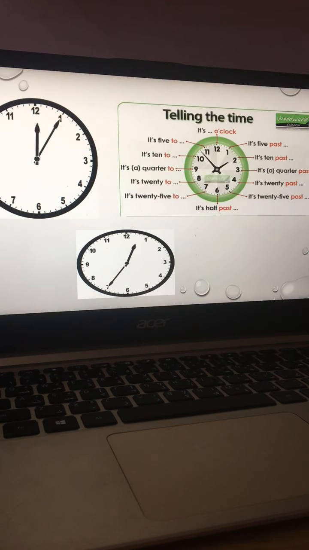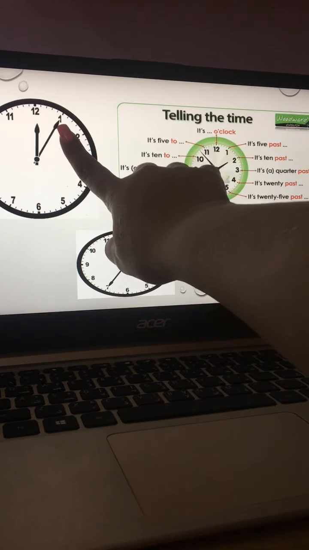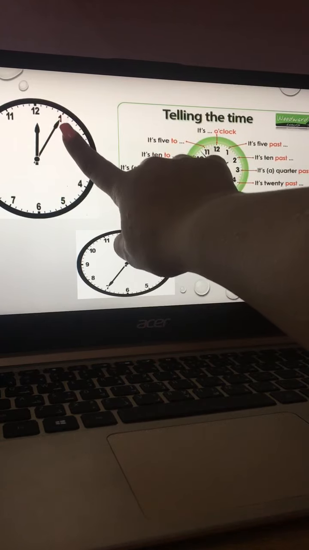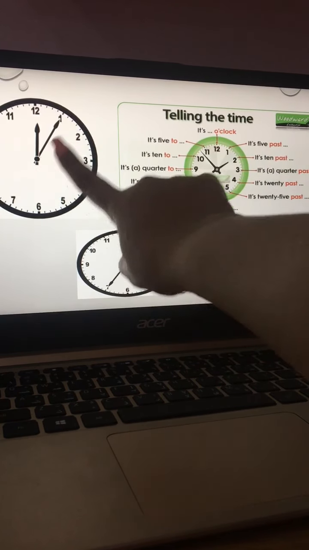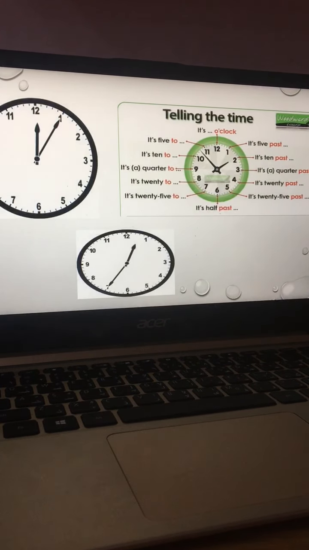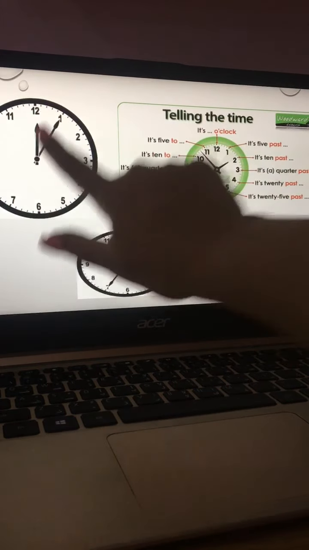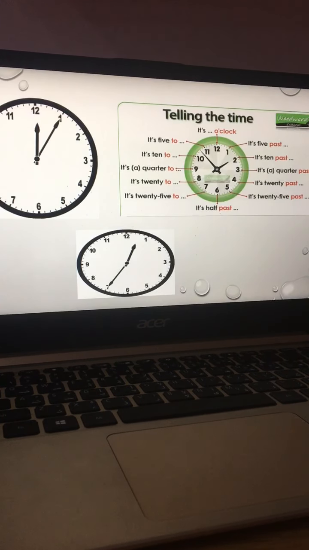So if we look at the minute hand, where does it point to? It points to 1. And what does it mean when it points to 1? It means that 5 minutes have passed, okay? So if we want to tell time now, how do we say the time? We say that it's 5 past 12. Okay, the time is 5 past 12.